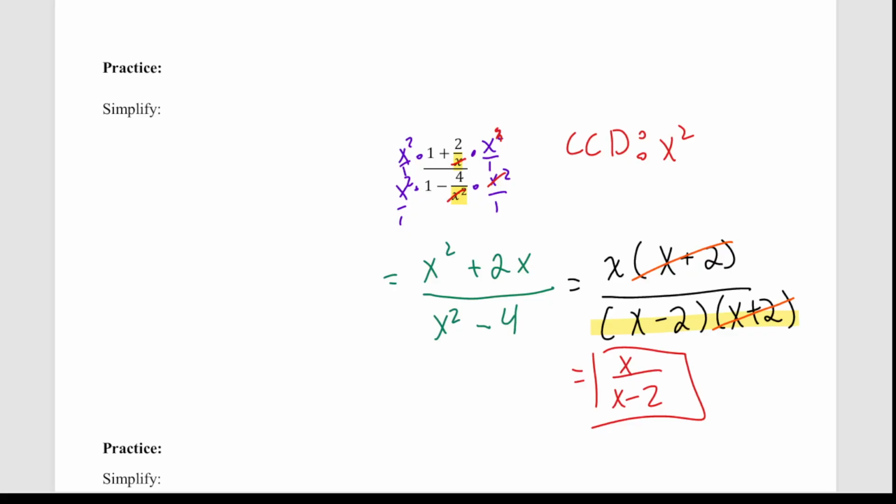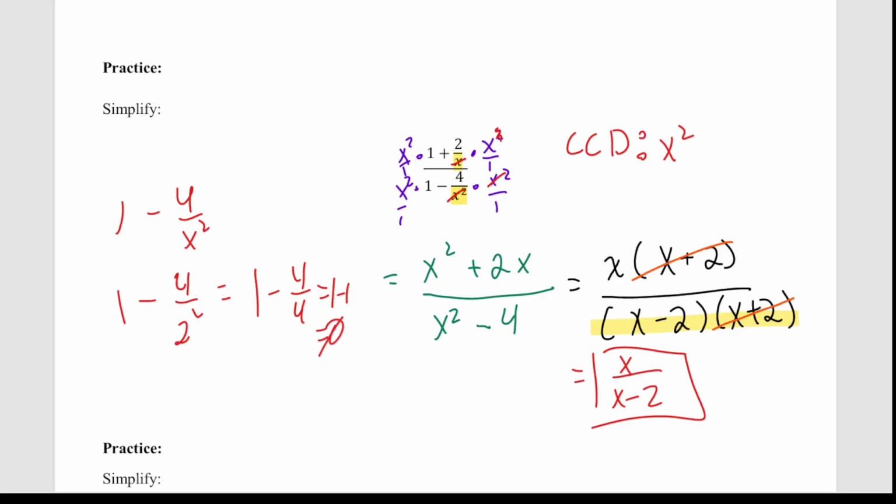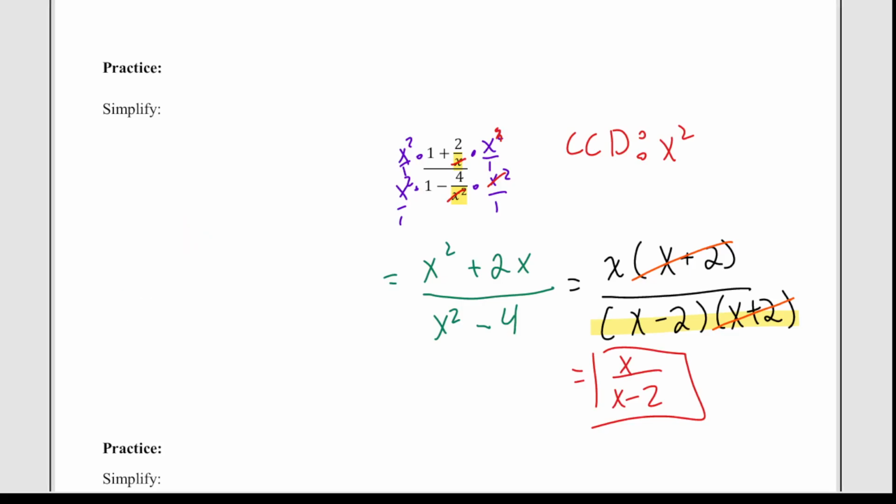Which is really just the same thing as in the original, because in the very original 1 minus 4 over x squared, if I were to plug in 2, we would run into issues because that would become 0. So that would make that whole big fraction 0. So it's actually really noting the same thing. But it's a little bit easier to note and solve for after you sort of simplify that complex fraction.